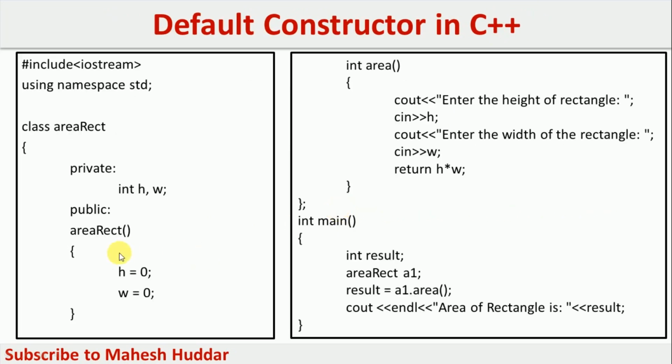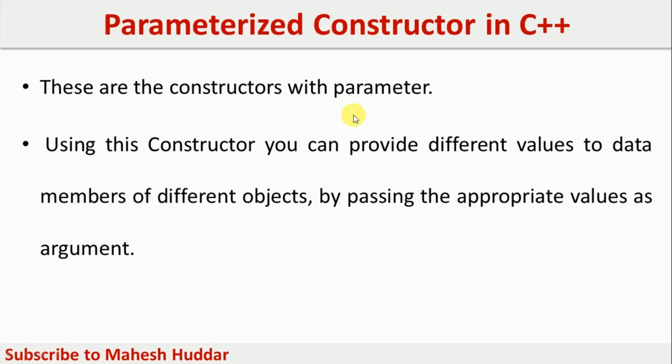That is, when it comes to the default constructor, anytime you create an object, it may be A1, A2, A3, every time all the data members are initialized to 0, 0 in this case. But if you want to initialize 0, 0 for A1, for the second object you want 10 and 20, and for the third object you want 30 and 40, it is not possible with the default constructor. So in a parameterized constructor, based on your requirement, you can pass the values here.